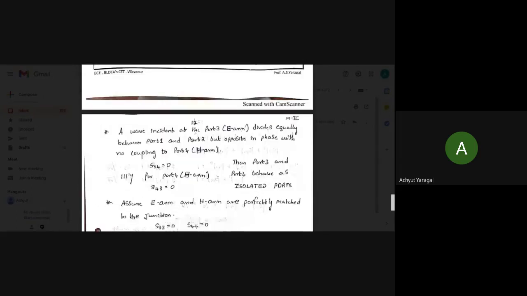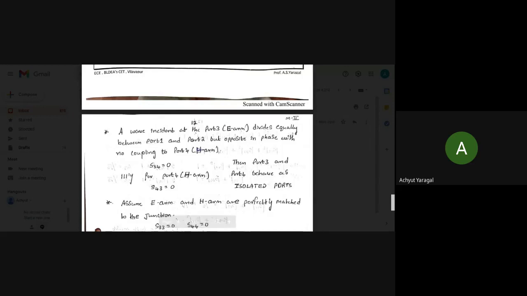Whenever a wave is incident at port 3, the wave is equally divided between port 1 and port 2, but no wave travels to port 4 when there is an incident at port 3. That's why S34 is equal to 0.